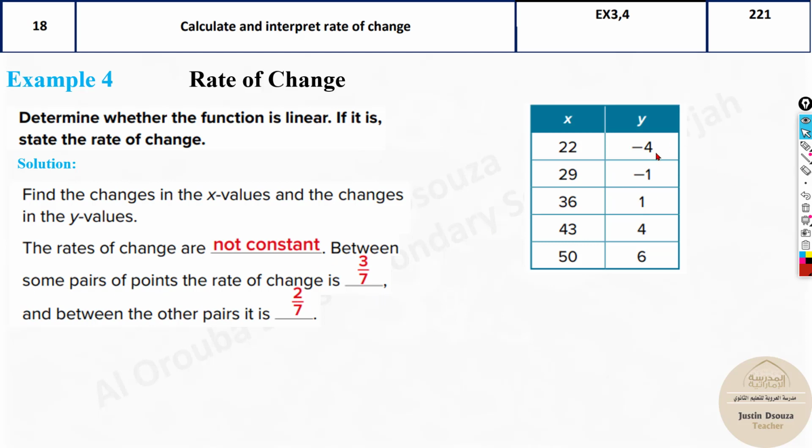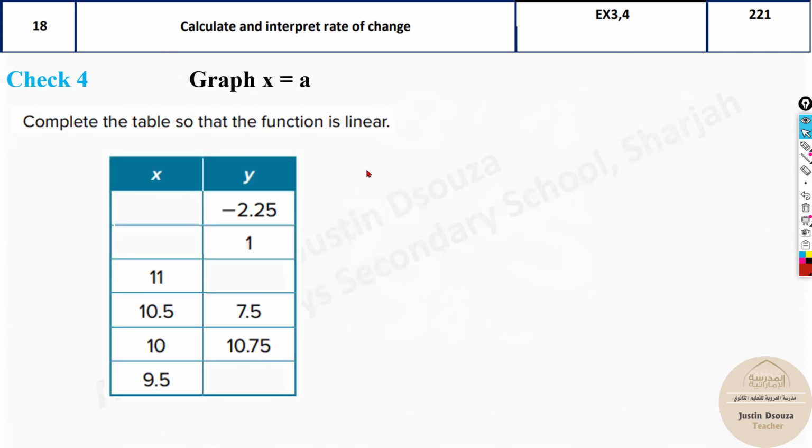So some pair of the points have the slope what? 3 by 7. The first one and this one, third one. Whereas the second and fourth pairs had 2 by 7 slope. So therefore it's not a linear function. If it has to be linear, it must be a constant rate of change or slope, and it will be same throughout. Now here what they have asked is you need to complete this table such that it is a linear function.